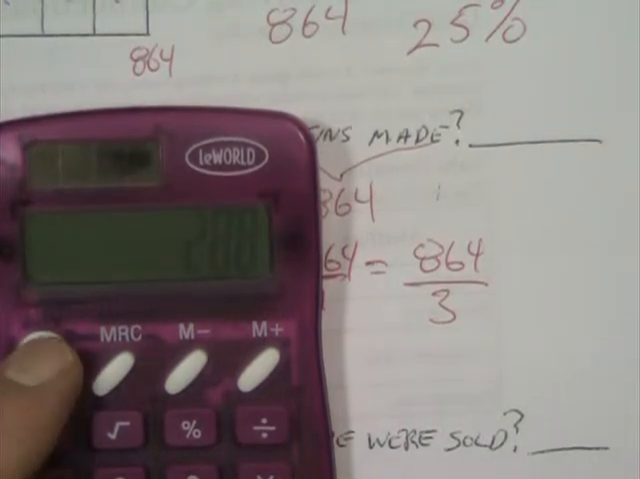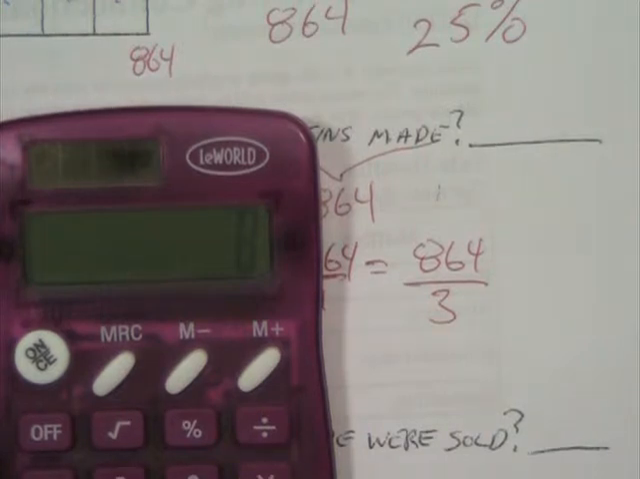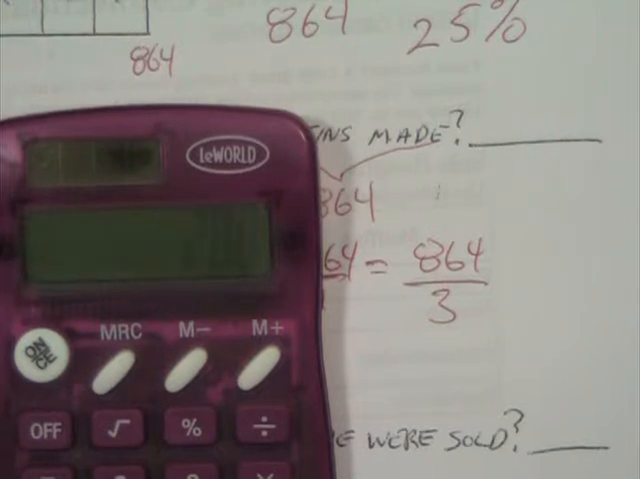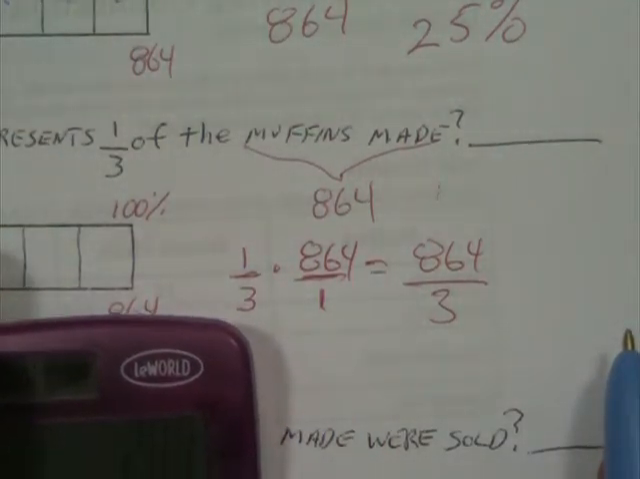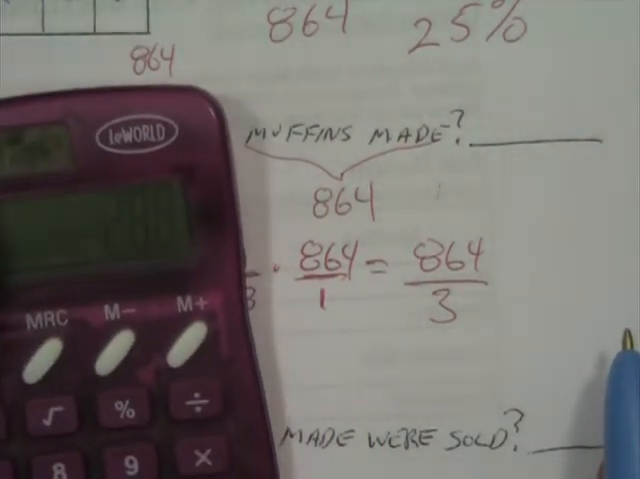And that is wrong. Let's try it again. 864 divided by 3. Why do I get 288? Is that right? Oh, it is 288. Okay, my bad. It doesn't know what percent. It just wants to know which type of muffin it is. I think I made a mistake here, didn't I?